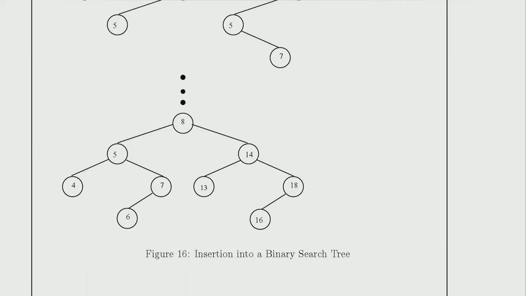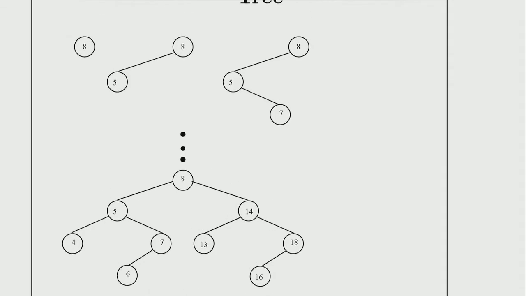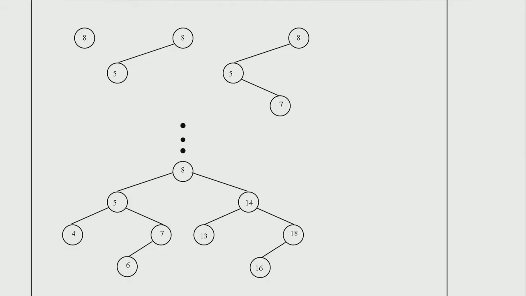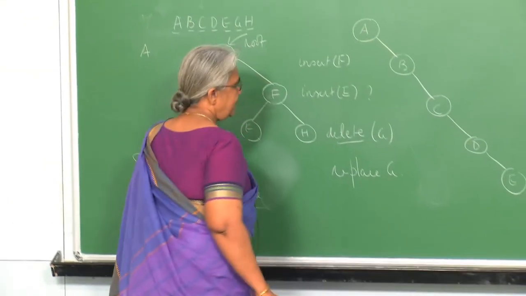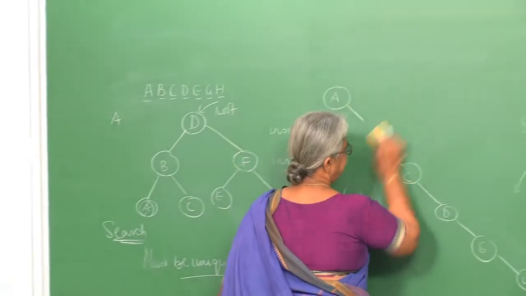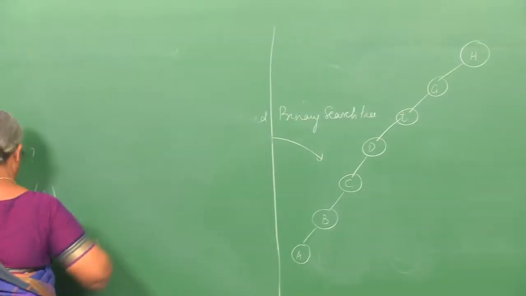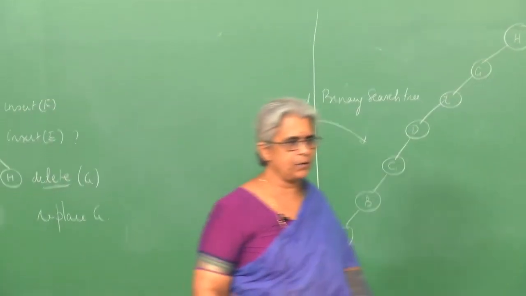Here is one same example. I have done it with numbers in the slide over here to show the operation of insertion. Now let us see how you get these skewed binary trees. Basically, let us look at the insertion over here.